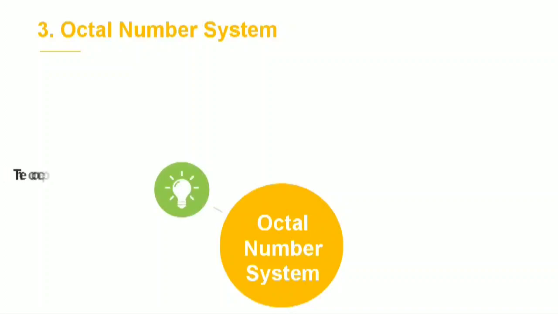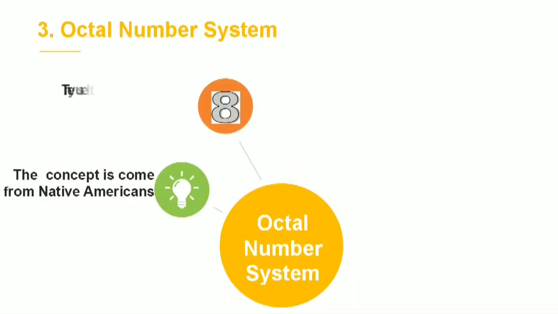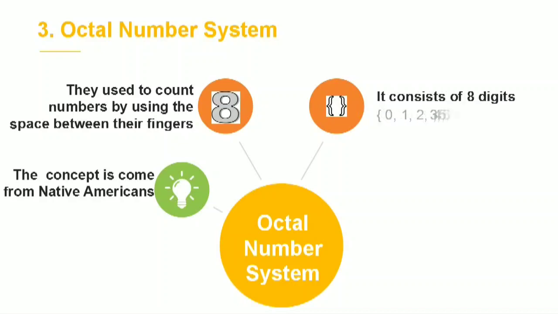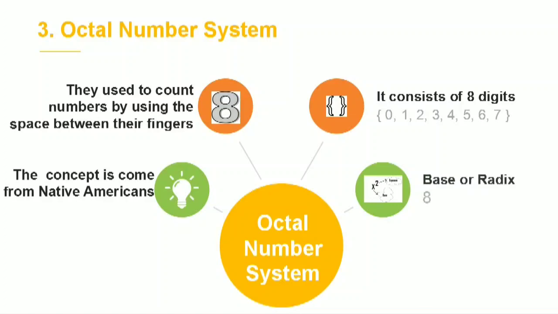Now let's start with octal number system. The concept comes from Native Americans. They used to count numbers by using the space between their fingers. It consists of 8 digits, that is from 0 to 7. As it consists of 8 digits, so its base is 8. So remember, what is the base of octal number system? Here the answer is 8. Okay? So for each of the number system, you have to remember the base.